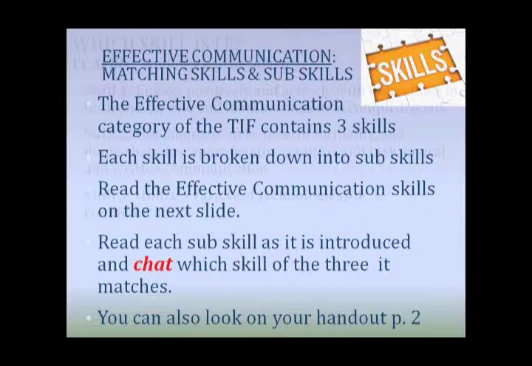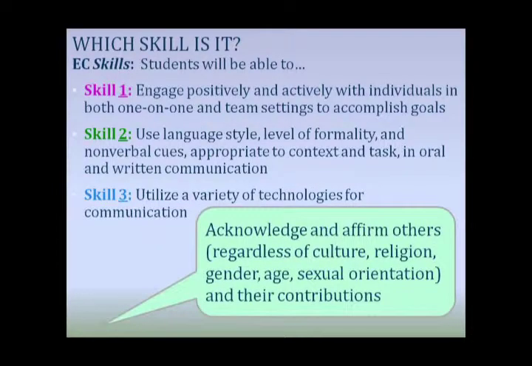So here are the 3 skills. Skill 1, engage positively and actively with individuals, etc. Skill 2, use language, style, level of formality, and nonverbal cues appropriate to context and text, etc. And skill 3, utilize a variety of technologies for communication. So here's the first sub-skill. Acknowledge and affirm others regardless of culture. Go ahead and chat which one you think it is. You can put a 1, a 2, or a 3. Is it skill 1, 2, or 3?